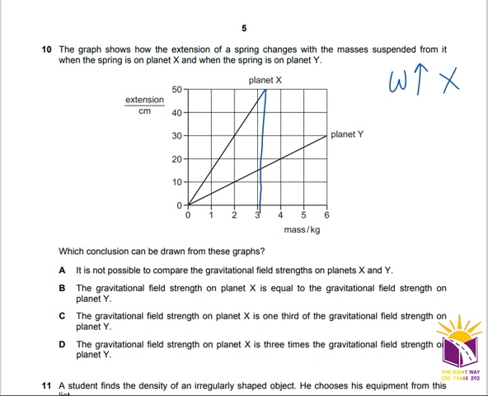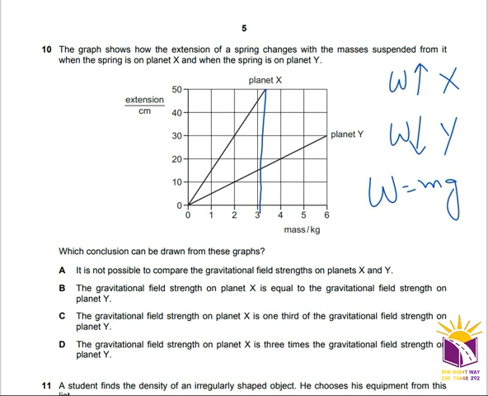For planet Y, for more mass, there will be less extension. It means that its weight is less for planet Y. And what is weight? Weight is equal to mg. Weight is the force with which the planet attracts the body toward its center. So which conclusion can be drawn from these graphs?